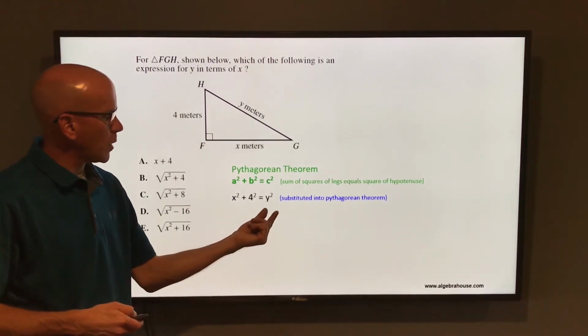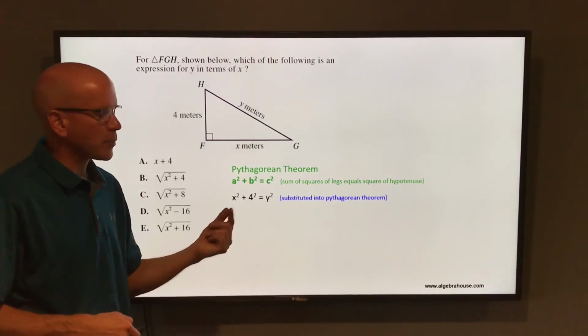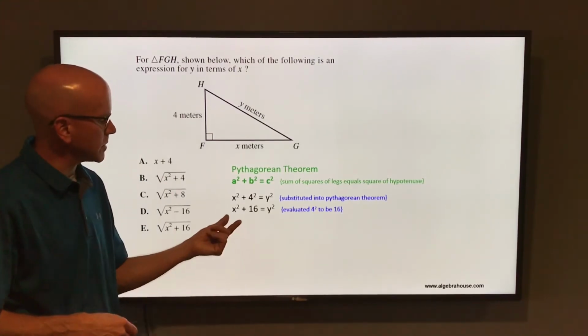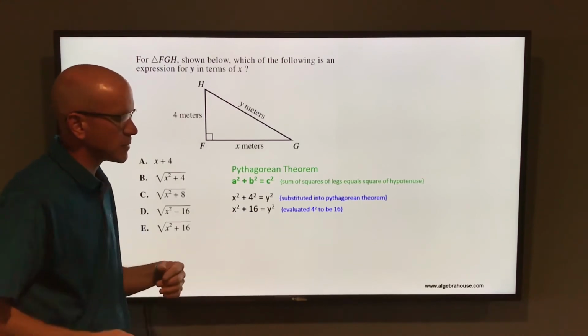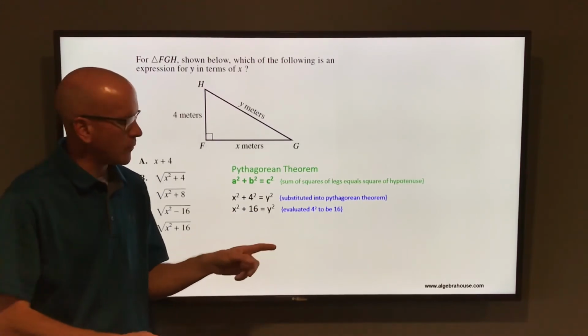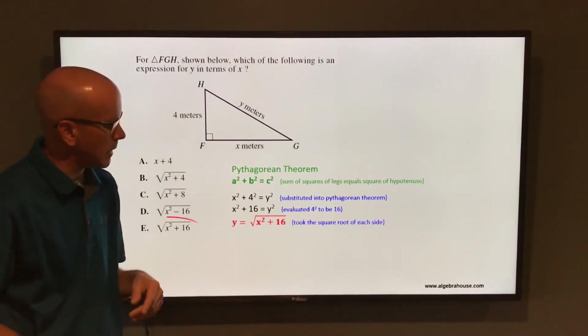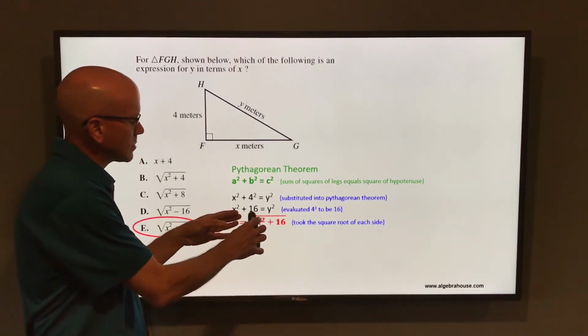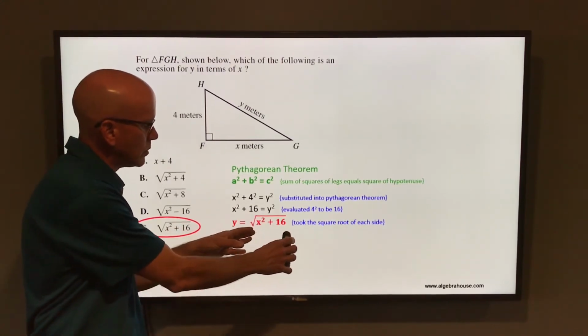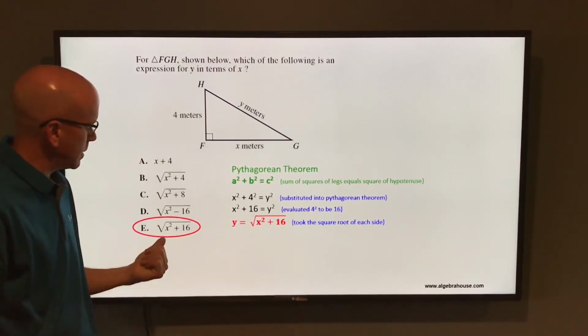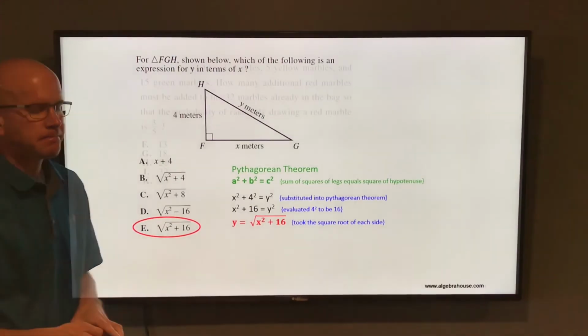So solving this for y, we have this 4 squared to deal with. You need to square, that's going to be 16. So it'd be x squared plus 16 equals y squared. And then to finish solving that for y, you have to undo the squared. So to undo that, or do the opposite of that, you're taking the square root of each side. When you take the square root of each side, it's going to be y equals the square root of x squared plus 16, which is letter E.